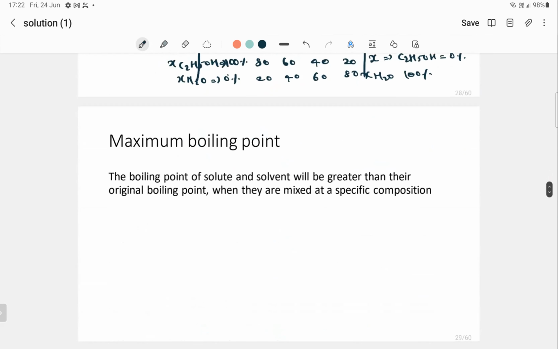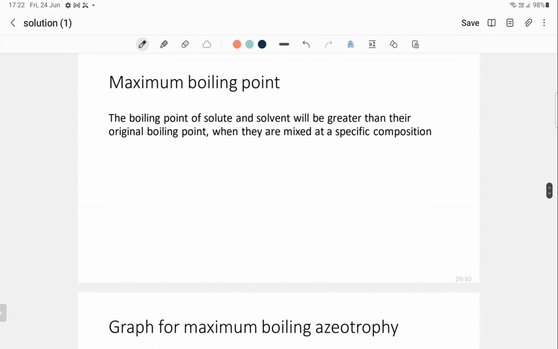So again, maximum boiling point. That minimum boiling azeotrope is obeying a positive deviation. So here, in negative deviation, what happens? Pure solute and pure solvent have less intermolecular force of attraction. So your solute and solvent in the mixture will be having more intermolecular force of attraction. More intermolecular force of attraction in the sense to break the bond, your boiling point will be higher. So this is the maximum boiling point.